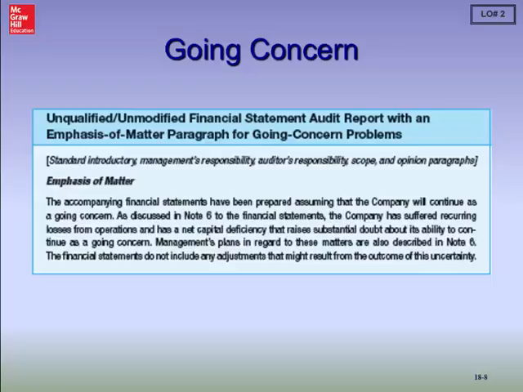Here's an example of this, and what it's stating is that the financial statements have been prepared assuming the company will continue as a going concern. It then refers you to a note in the financial statements, and it refers to the fact that these notes have management's plans regarding these deficiencies, and then the final statement is that the financial statements do not include any adjustments that might result from the outcome of this uncertainty.